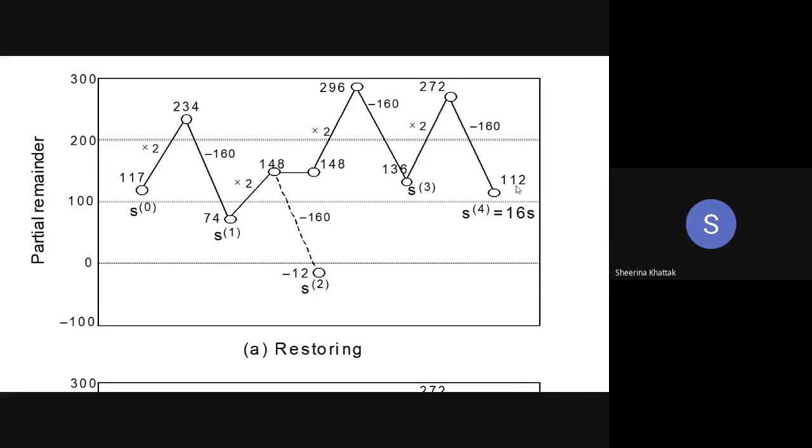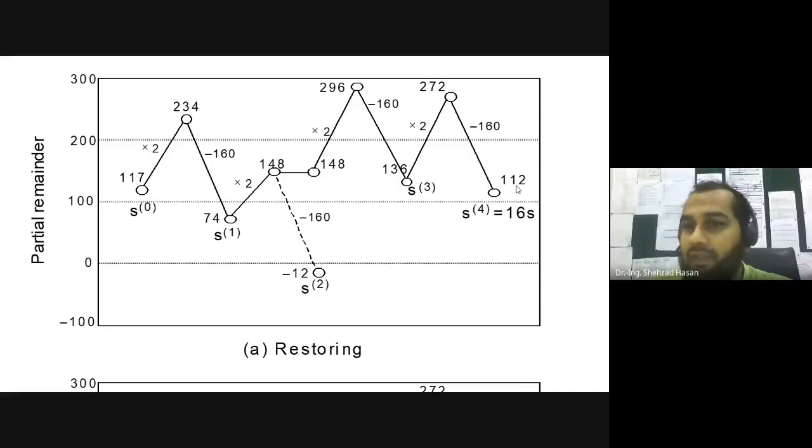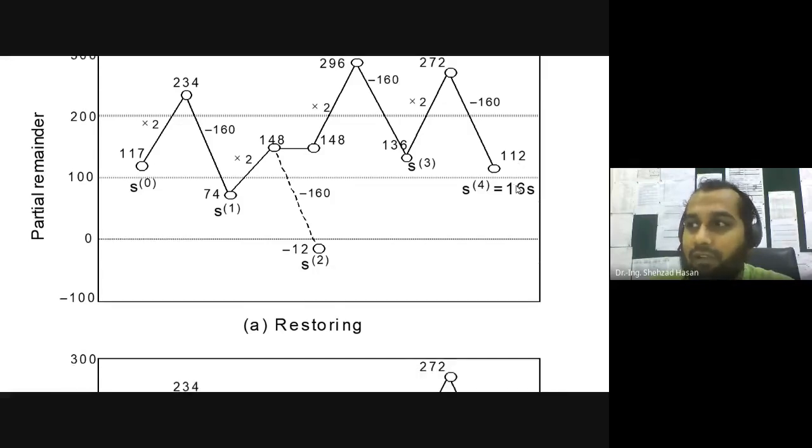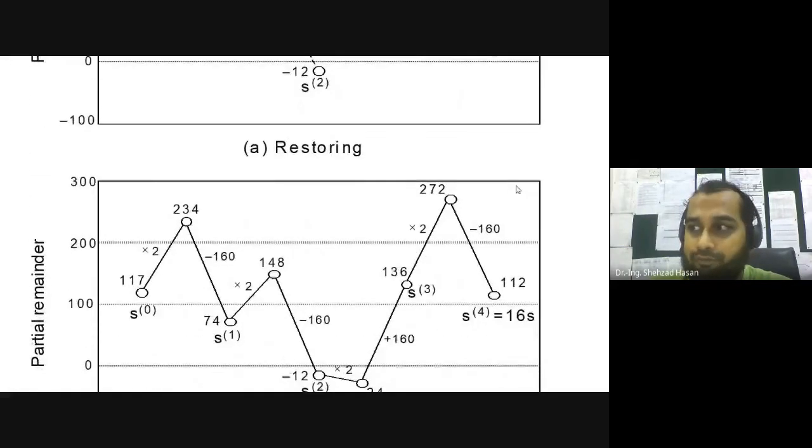Okay, do you get this? I'm going to come to that again. Now, when you're talking about non-restoring division, what's the difference between these two?